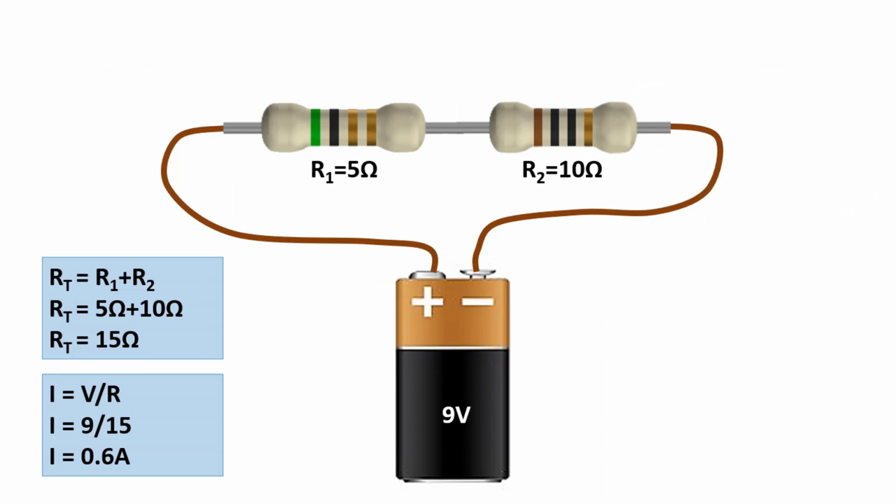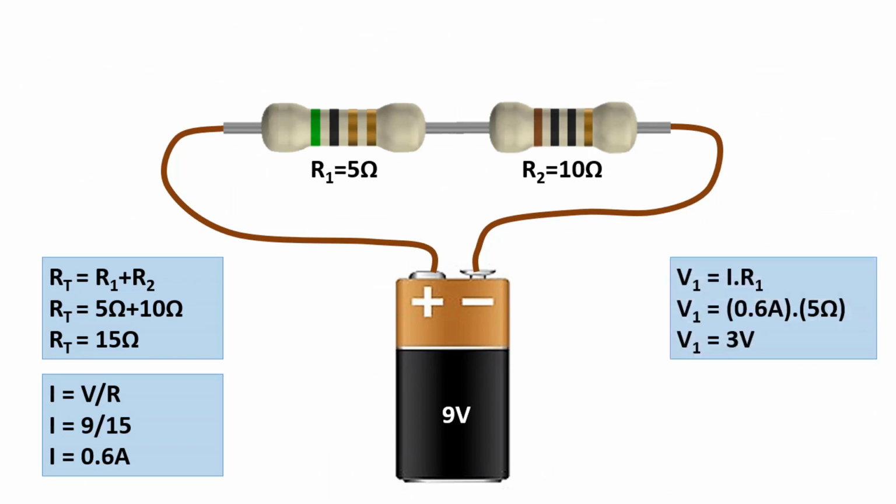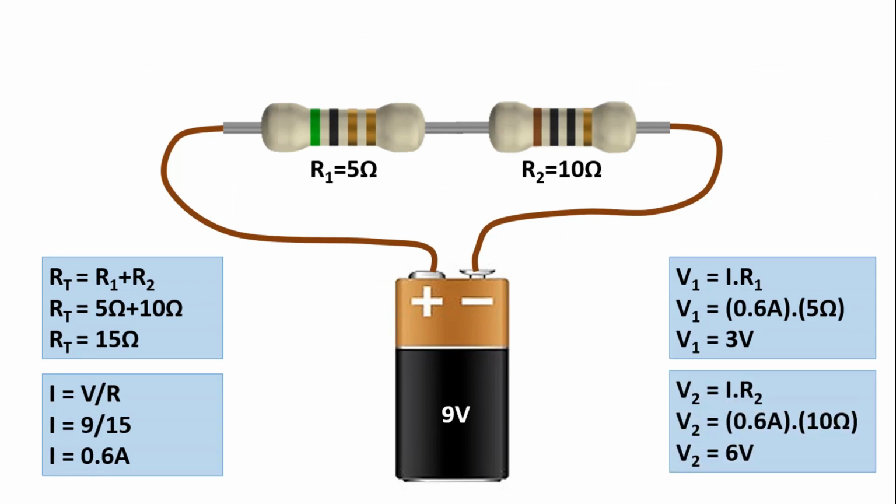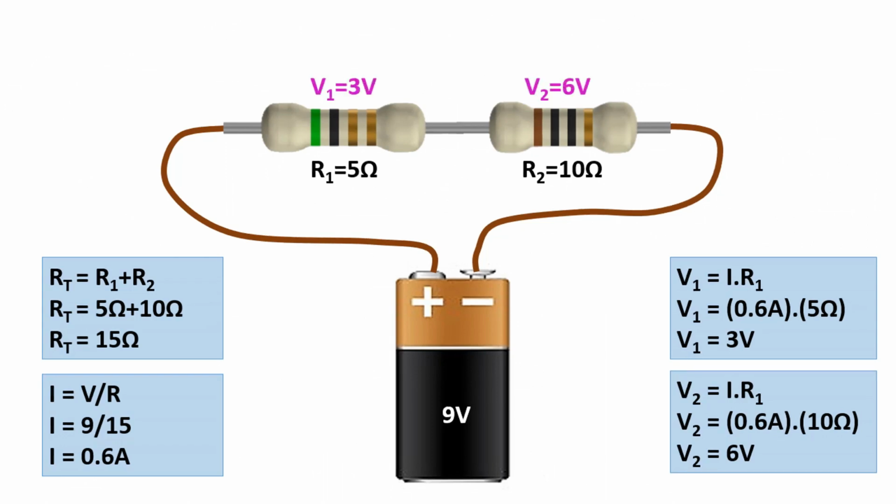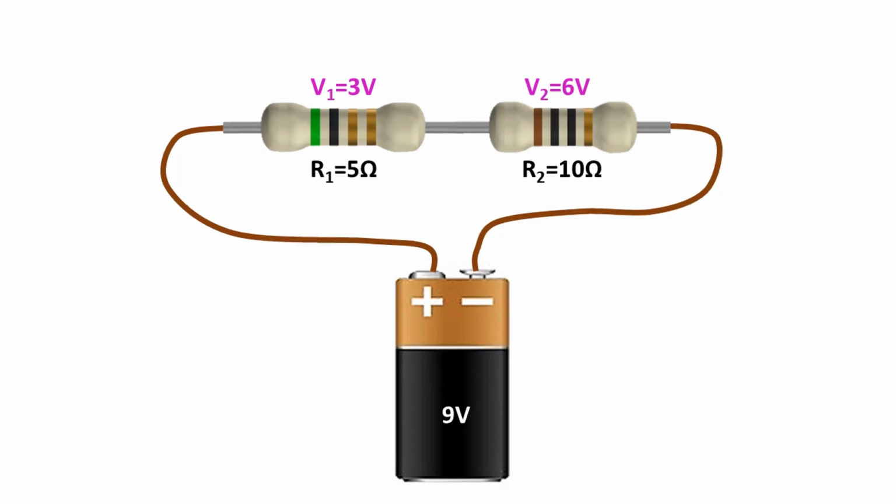We know that the same current flows through all resistors in series circuits. Then, we can find the voltage across resistor R1 as 3 volts from the formula I times R1. In the same way, we can find the voltage across resistor R2 as 6 volts from the formula I times R2. Here we can see that the voltages of the resistors are proportional to the resistance values. A 5 ohm resistor consumes 3 volts, while a 10 ohm resistor consumes 6 volts.